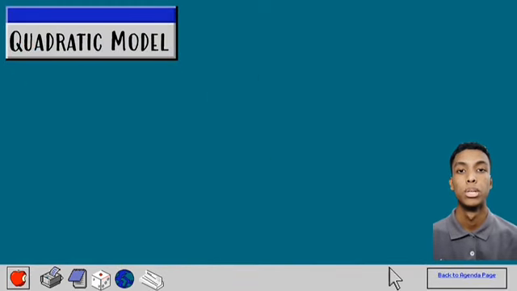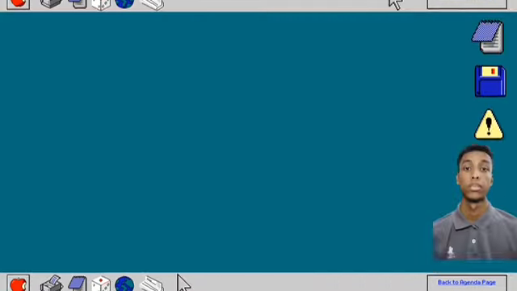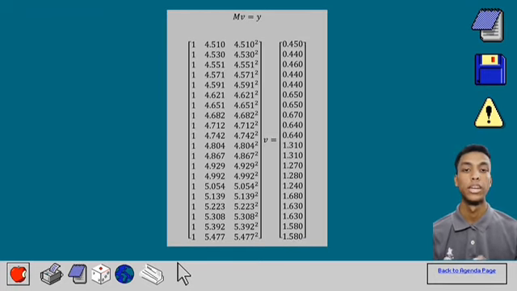Quadratic model is a mathematical model represented by a quadratic equation, which is y equals a plus bx plus cx squared. Then, from the 20 data that we have, we can substitute the value of x and y into the equation, and we will get the result as below. Then, we need to change the equation into a matrix form. Then, we need to set up a matrix equation MV equals Y. Then we will get the answer like this.